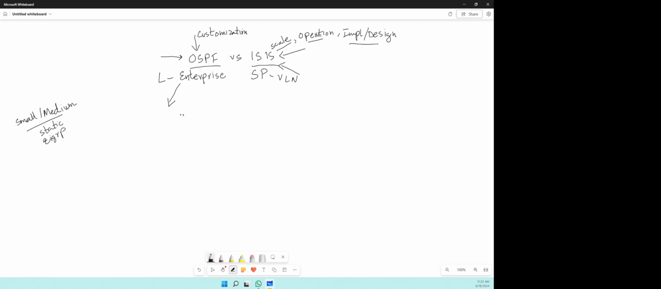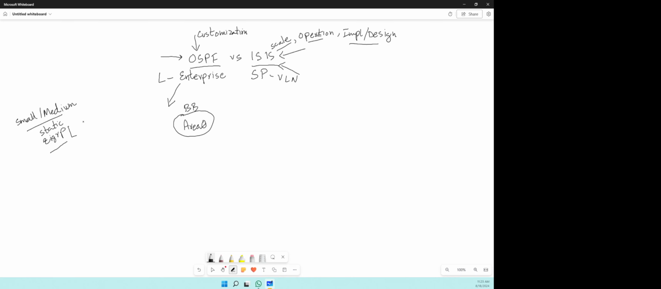OSPF is highly dependent on area 0. If you do not have an area 0, which is considered a backbone area, your routing will probably break unless you configure one area all across your network. Then that beats the purpose of OSPF. You can probably use EIGRP instead, because EIGRP is now an open protocol. It's available for non-Cisco as well. Initially, it was only Cisco.